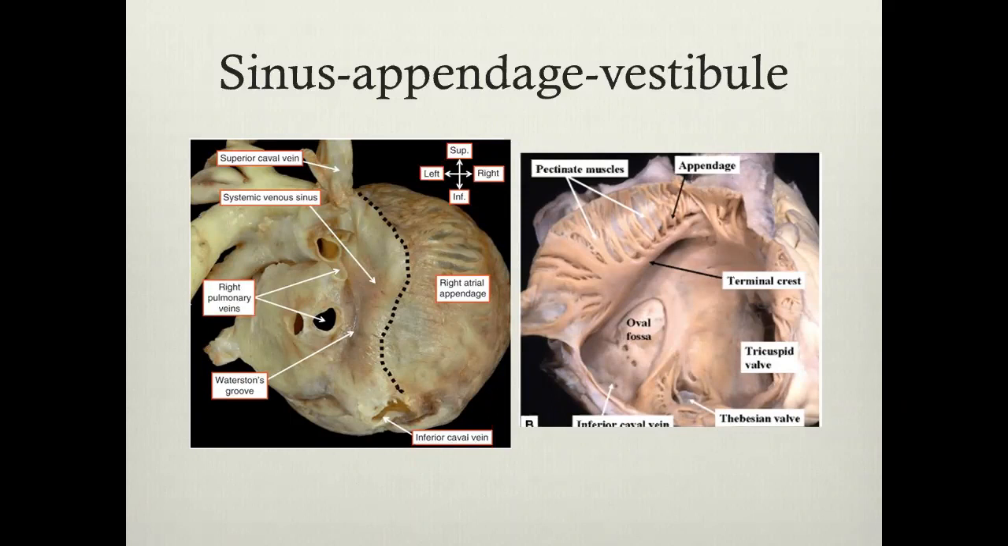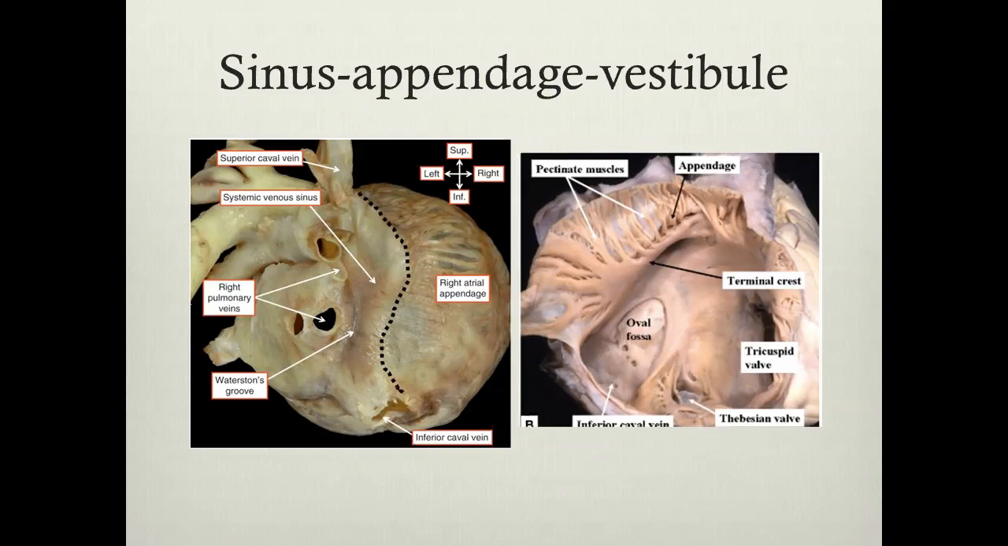But is it a bump? Is it a thumb-like projection? But what is the extent of the ridge? So that's what we know: it starts at the SVC, because we see that in every single transesophageal echo. But where does it end?